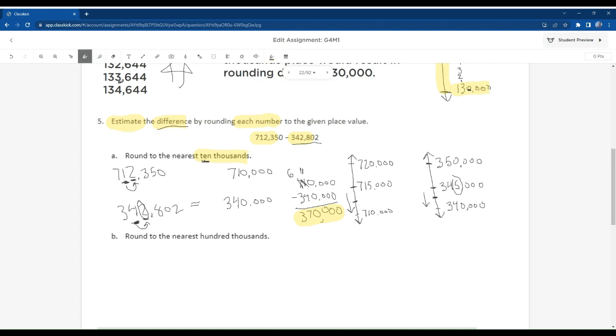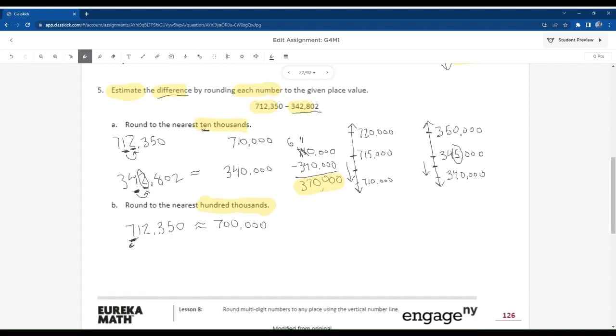This time, we're working with the same numbers, but we're rounding them to the nearest 100,000s, which is going to change these numbers up slightly. So I have 712,350 again, but I'm going to shift my focus, instead of looking at the digit in the 10,000s, over to the digit in the 100,000s. So 712,350 would round to 700,000. Again, closer to 700,000 than the next 100,000, which would be 800,000.